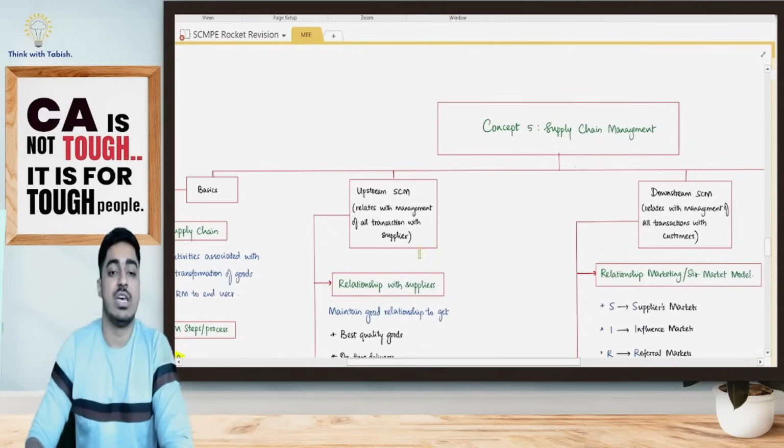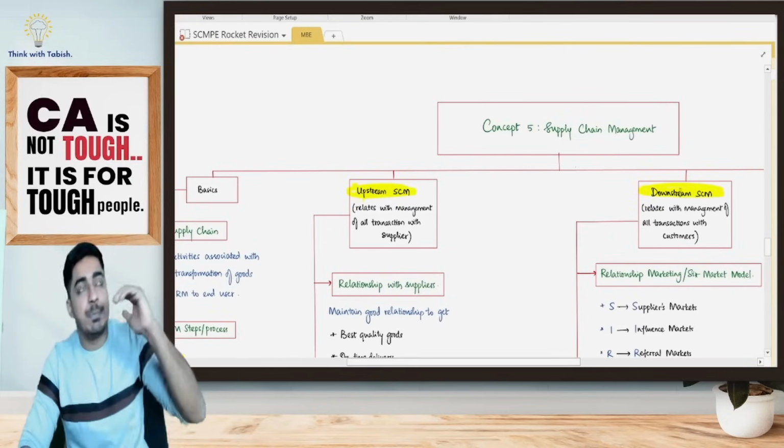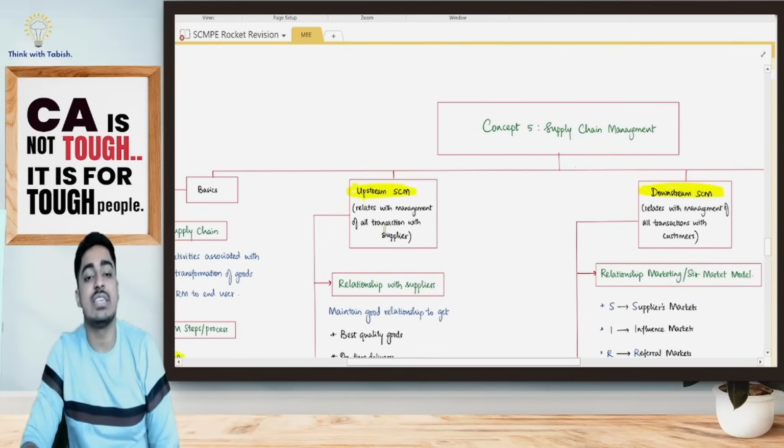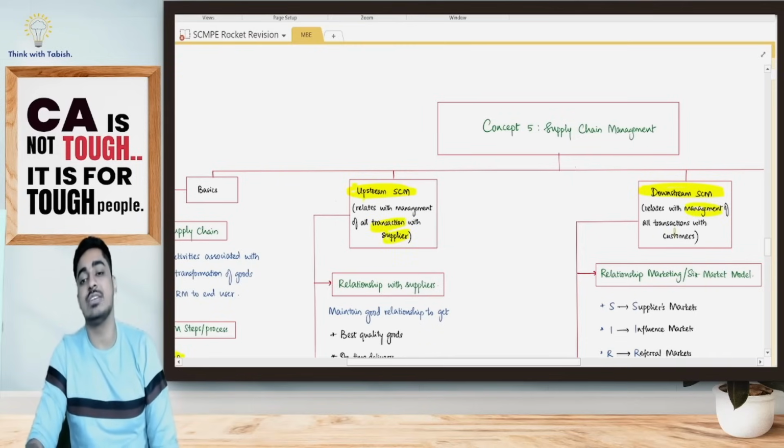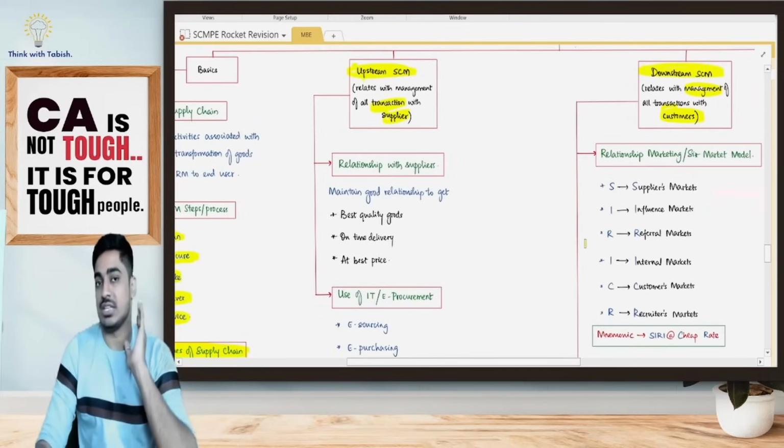Now we have told supply chain management. Ultimately, two things are there. One is upstream supply chain management. One is downstream supply chain management. Upstream, yes, managing all transactions with my supplier. Downstream, managing all transactions with my customer. Now, upstream supply chain management, two things are there, students.